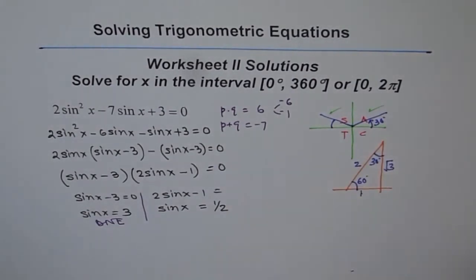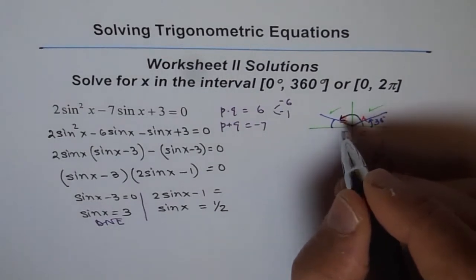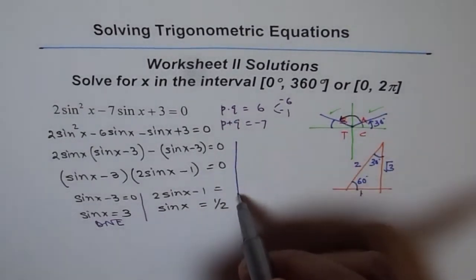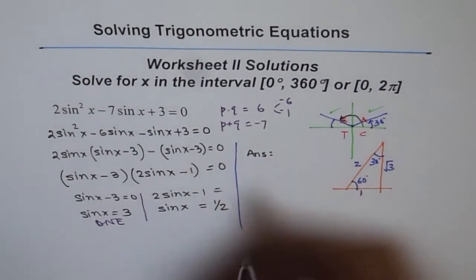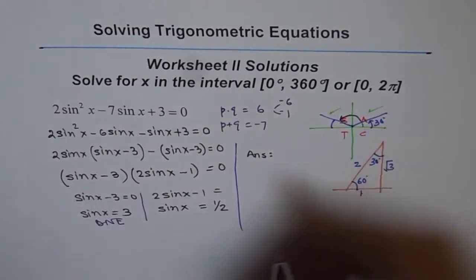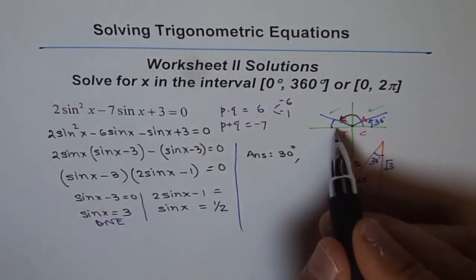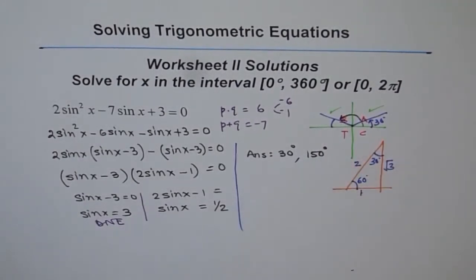So the other angle, this is 30. So our answer will be 30 degrees and this, which is 180 minus 30. So that gives us two possible solutions. Okay? So the two possible solutions for us are 30 degrees, and the other one is 180 minus 30, right, which is 150 degrees, correct? So these are the two solutions for our question.